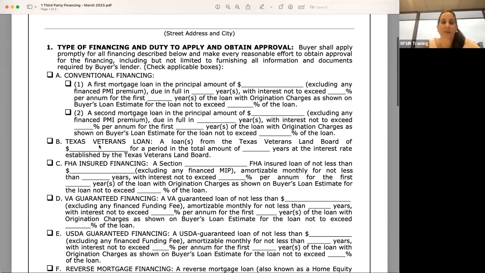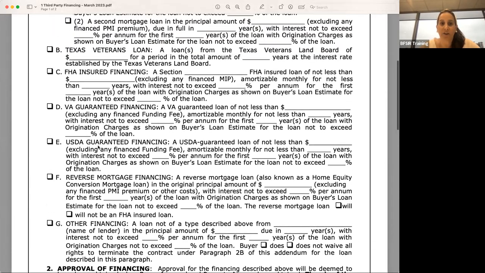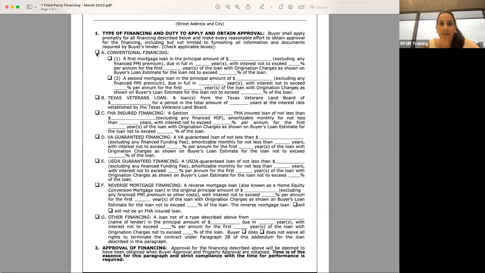So paragraph 1 talks about the types of financing that you're going to be getting. Typically we're checking the conventional financing box, and you've got to check all these boxes. It just makes it more clean and complete. You really should check them. How much of the amount are they financing? Is it a 15-year loan? Is it a 30-year loan? What's their expected interest rate for the first 15 or 30 years? And then how much are the origination charges? You can talk to the buyer's lender to get all of these numbers. You don't have to make them up.